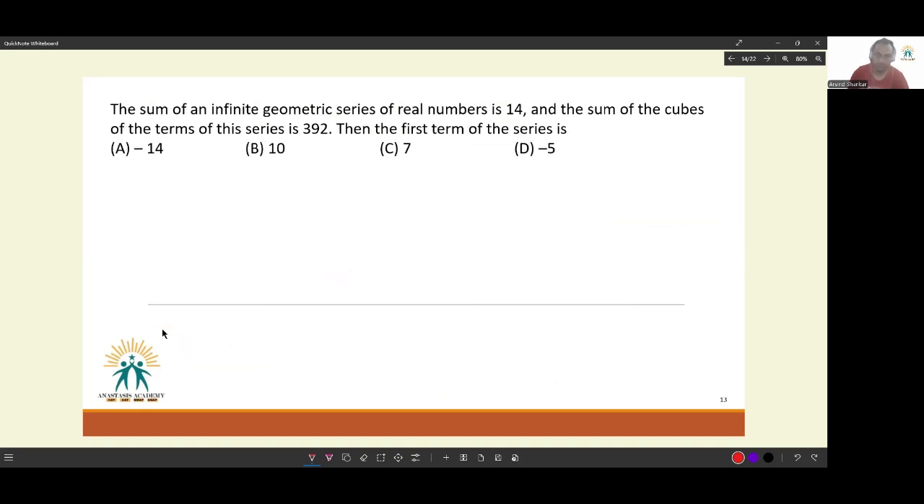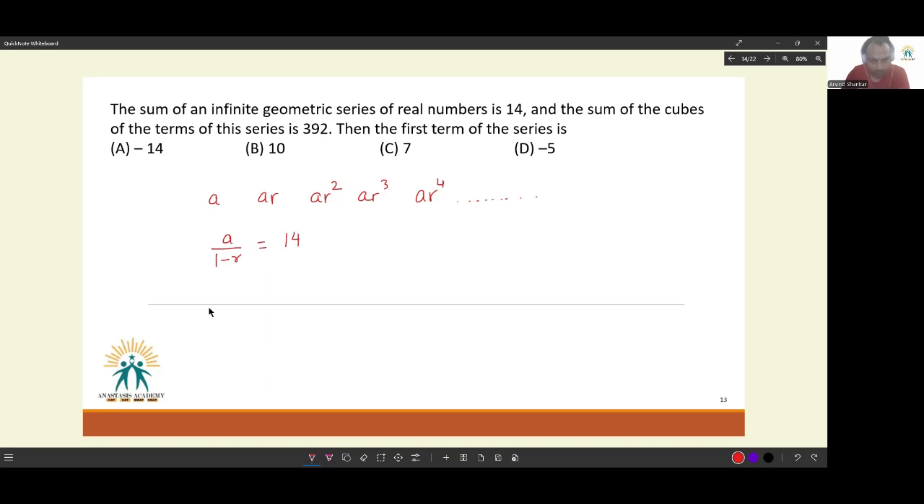Next question. The sum of an infinite geometric series of real numbers is 14. Sum of cubes of the terms of the series is 392. Find the first term of the series. Okay. Let's see. This GP will be A, AR, AR square, AR cube, AR raised to the power 4, so on and so forth. Now, sum of this will be given by A divided by 1 minus R. This is told to us as 14.